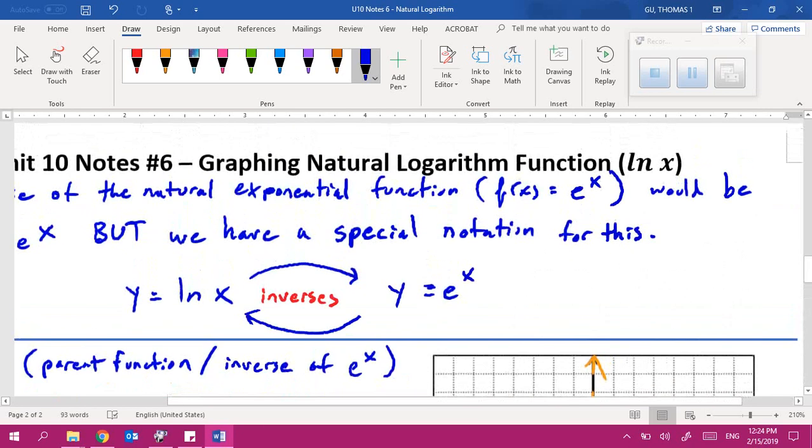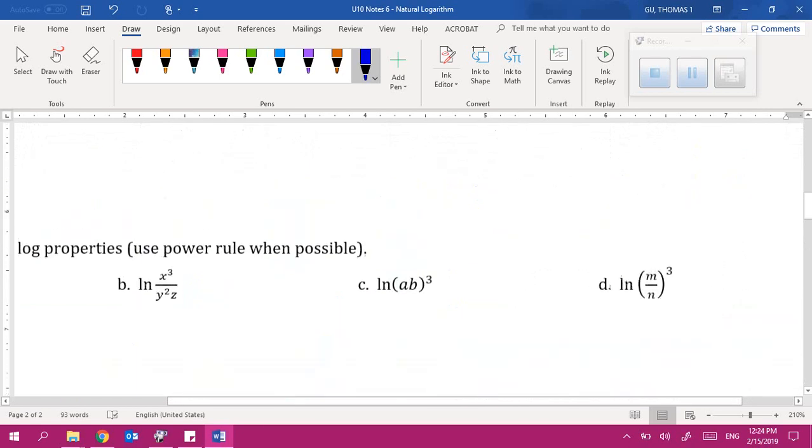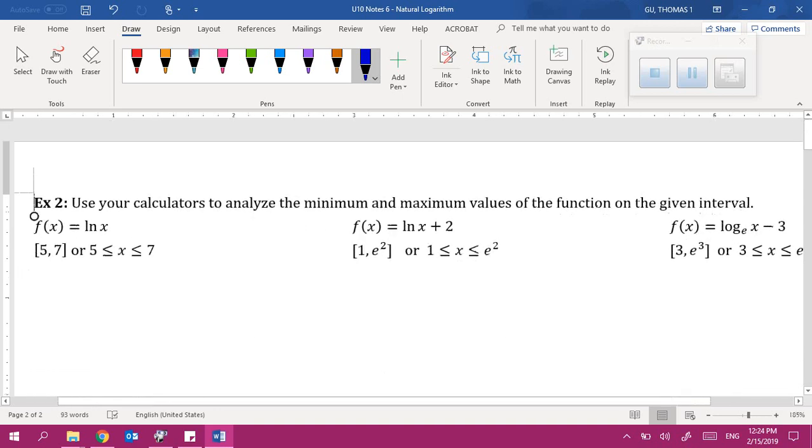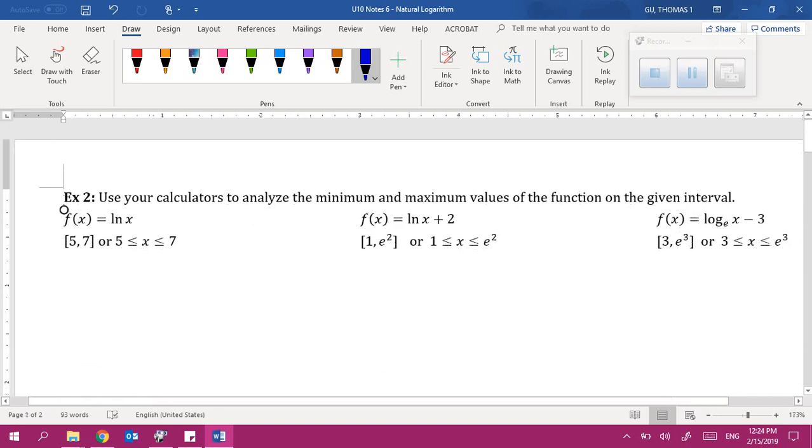So the trusty, dusty calculators. All right, here we go. We did this yesterday, but now we're doing it with a different function. Use your calculators to analyze the minimum and maximum values of the function on the given interval. Now, look at the first example. F of x equals ln of x, the natural log of x, okay?